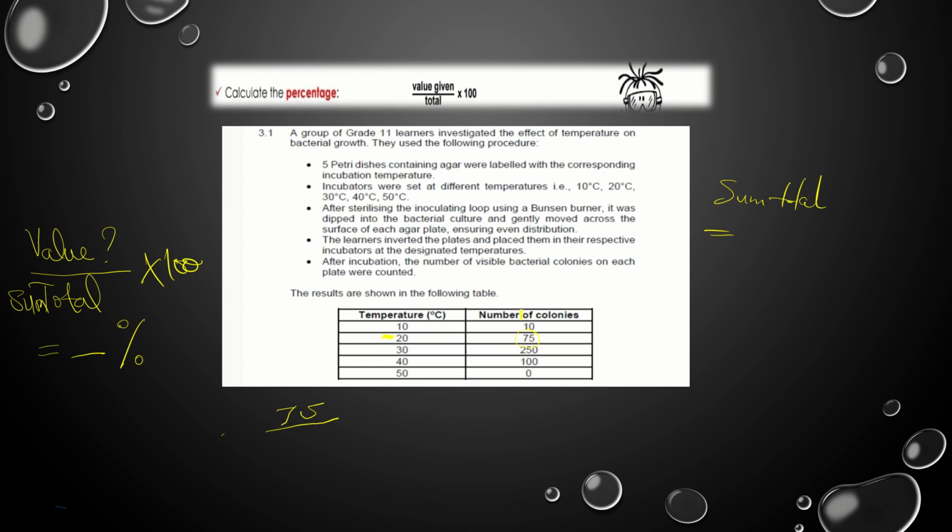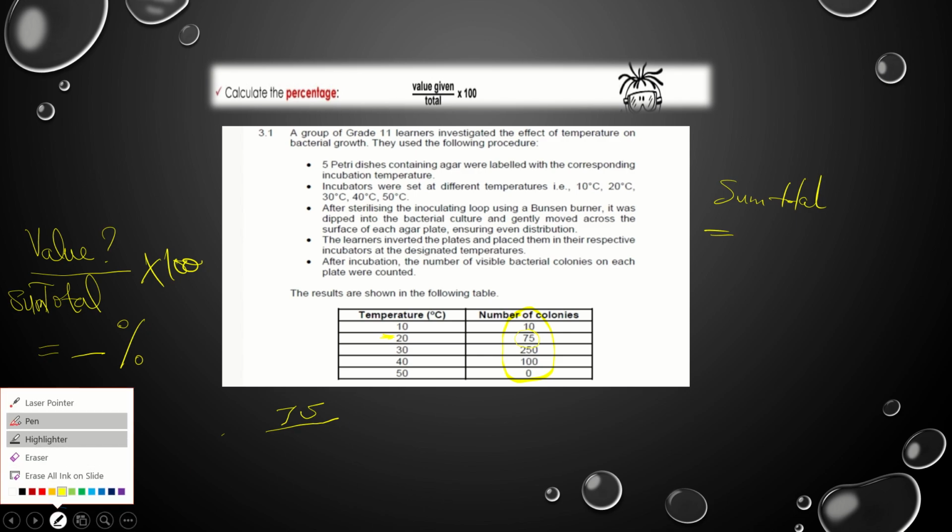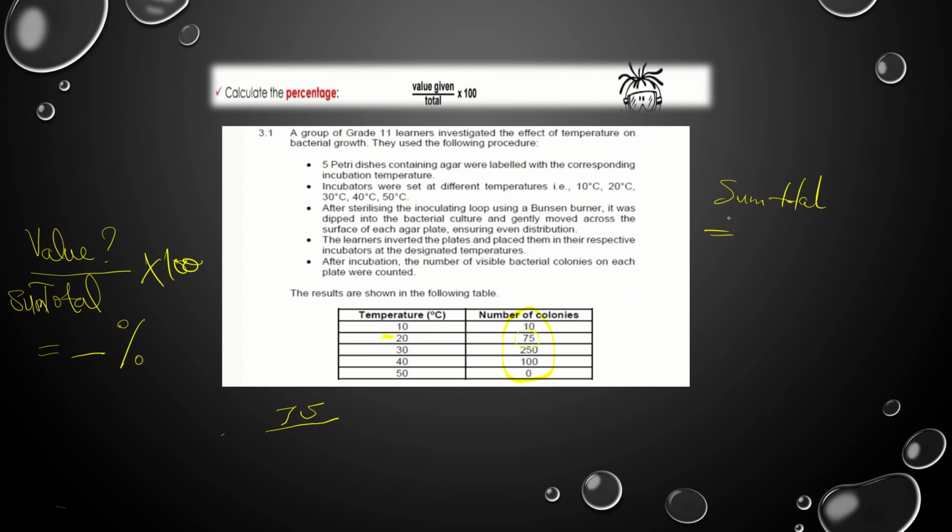Now they want the sum total of the rest of the things here. Mathematically, we're going to say sum total: 10 colonies plus 75 colonies plus 250 colonies plus 100 colonies plus the 0 colonies. Then what is it that we have? Pause and do the sum of the number of colonies.